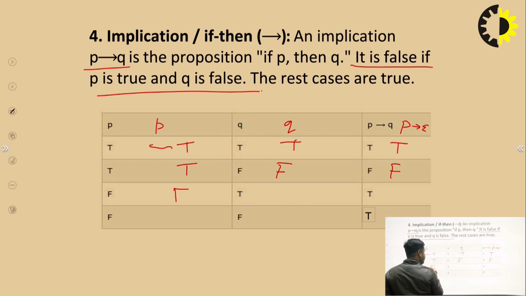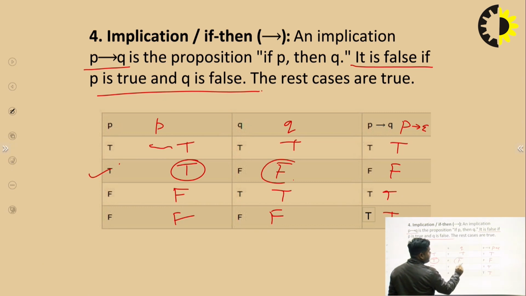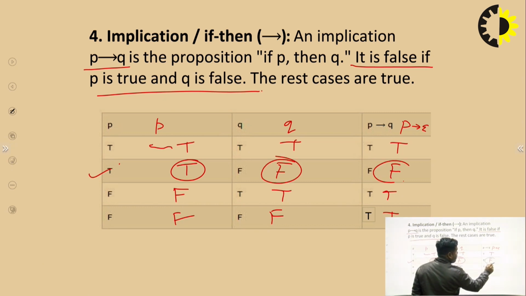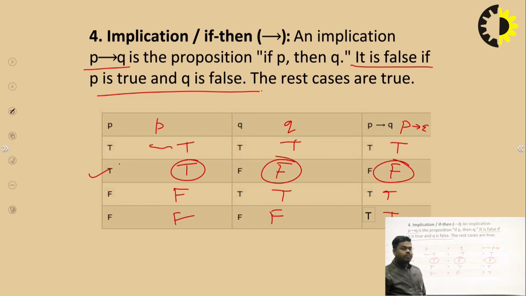Okay, then here the first statement is false and true, then true. Here false, false, true. Only this condition: the first statement is true and the second statement is false, then it will be false. Otherwise, all the statements are true. This is the conditional statement.